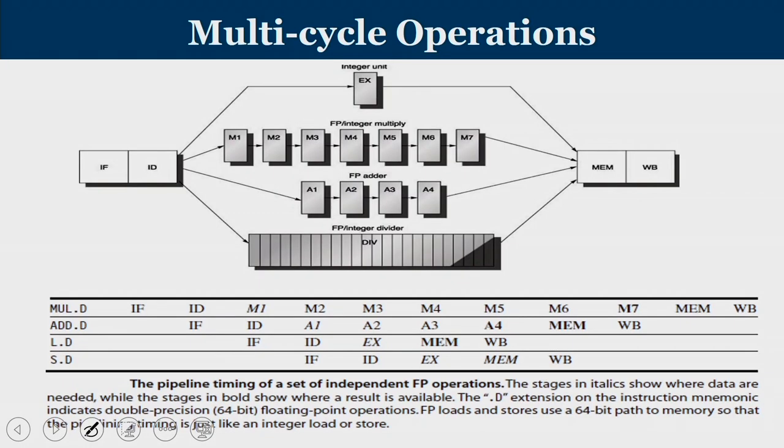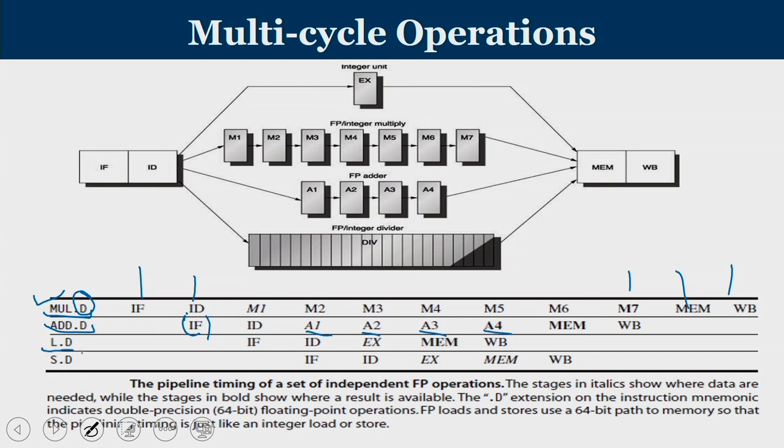Now, let us see some examples and some challenges faced in multi-cycle operation. Consider that you are going to have a multiplication operation, and this D indicates you are going to operate on double data. Double data means your operand is a floating point. When you perform a multiplication on double data, IF and ID are normal and then you have 7 stages of multiplication followed by MEM and write back. After that, I have an add operation. The add operation starts in the second cycle and it has A1, A2, A3 and A4, and MEM and write back follow after that.